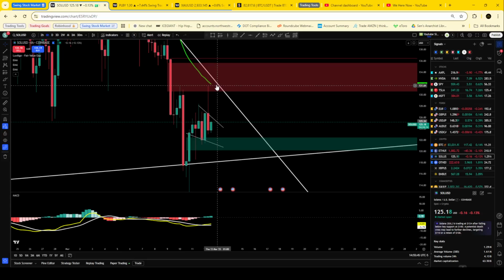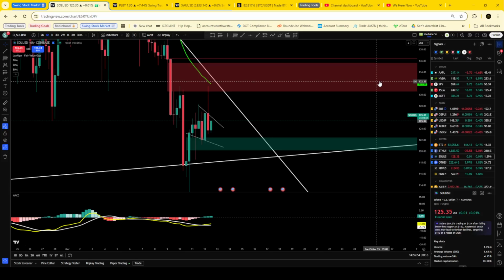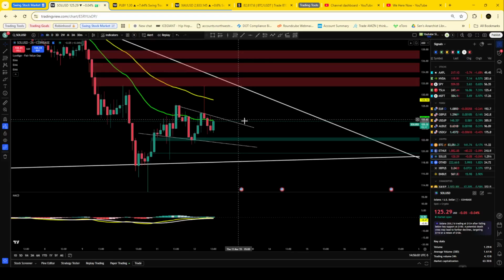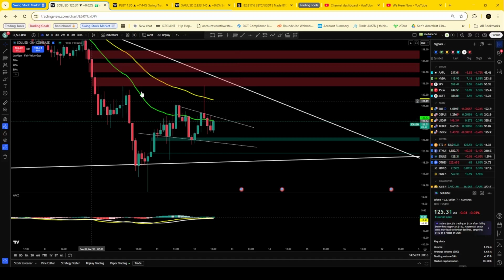Look at the 30-day EMA. That's at 131. You see that? The green is the EMA, so it's at 131.91. Now let's go back to the 2 hour. This fair value gap is 131.50. Very close. I will definitely get in that trade.